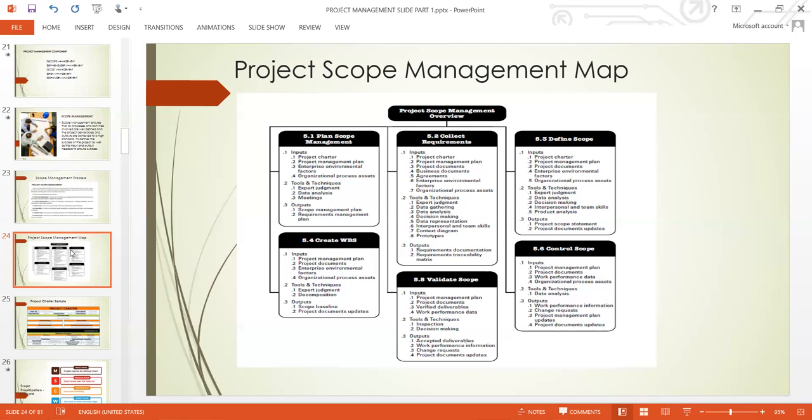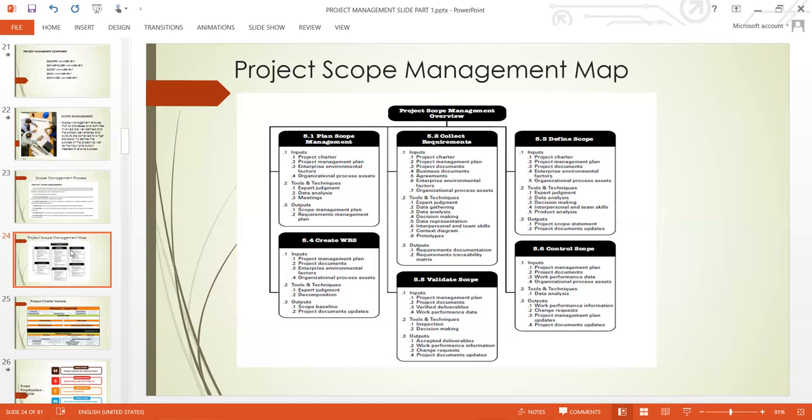So after you collect the requirements, the inputs come from the project charter, project management plan, project documents, business documents, agreements, and enterprise environment. Then the tools are expert judgment, data gathering, data analysis, decision making, data representation, interpersonal and team skills, context diagram, and prototypes. And the output is going to be requirements documentation and requirements traceability matrix. These are the things you need to get after requirements gathering.